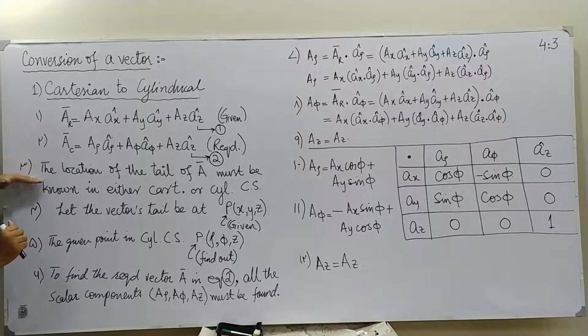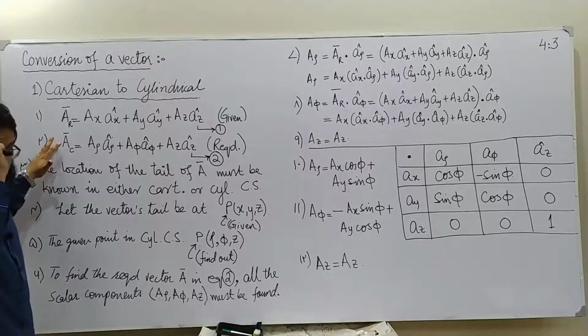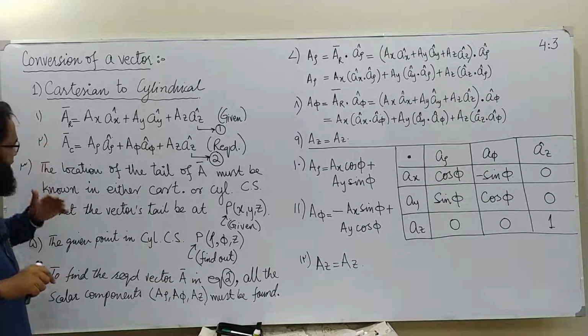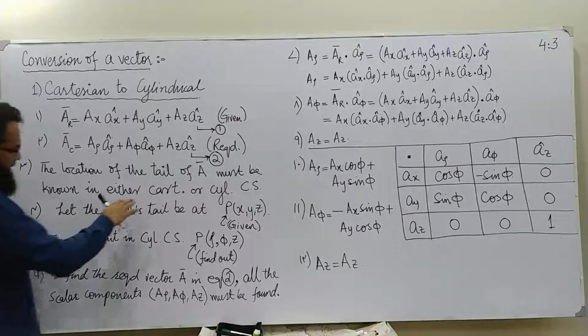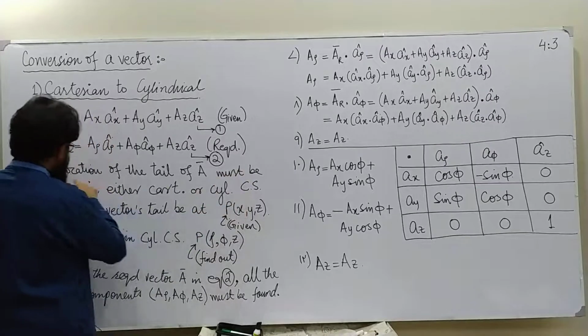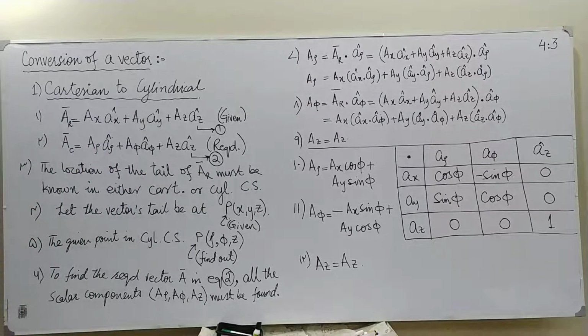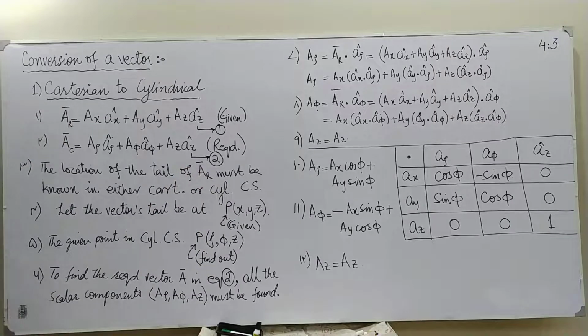There is a very important point that you must know: whenever you are asked to convert a vector from one coordinate system to another, you will not be given the vector alone. You must know the point at which the tail of the given vector lies. So the location of the tail of A, actually AR is the given vector, must be known in either Cartesian coordinate system or cylindrical coordinate system. It does not matter.